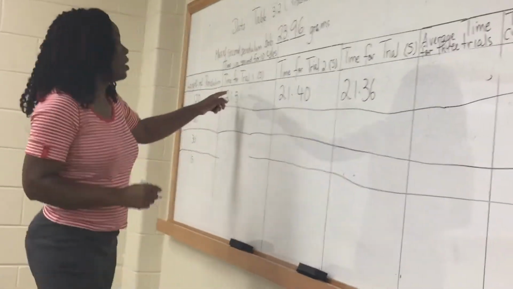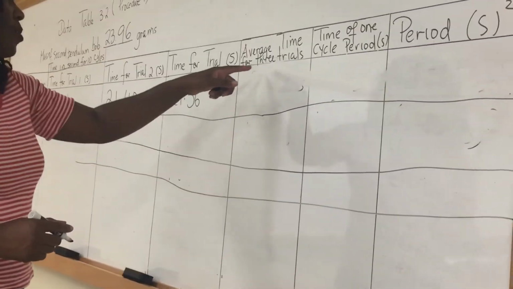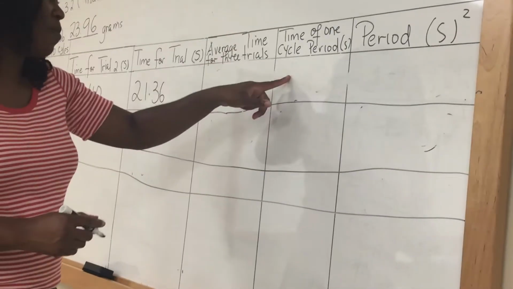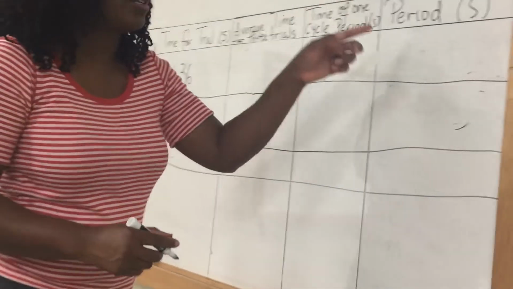All right, so now you're going to add these three numbers, divide by 3 to get the average time for 3 trials. And like in the first procedure, we're going to divide that number by 10 to get the time for 1 cycle period, and then we're going to square that number.